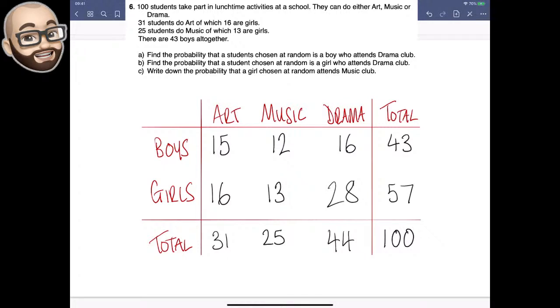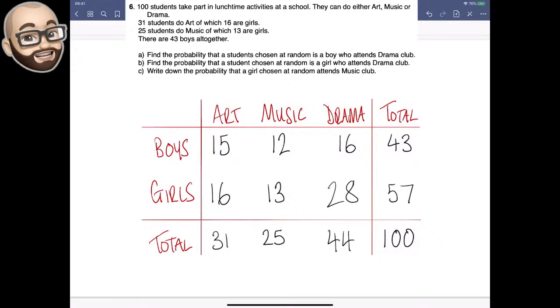So this question didn't actually ask us at any particular point to draw this two-way table, but without this table, parts A, B, and C are a little bit tricky. The moment we get this table done, A, B, and C become a piece of cake. Find the probability that a student chosen at random is a boy who attends drama club. So we want a boy who goes to drama, so it's going to be this number right here. It's going to be 16 out of everybody. It's 16 out of 100, which we can cancel down if we need to.